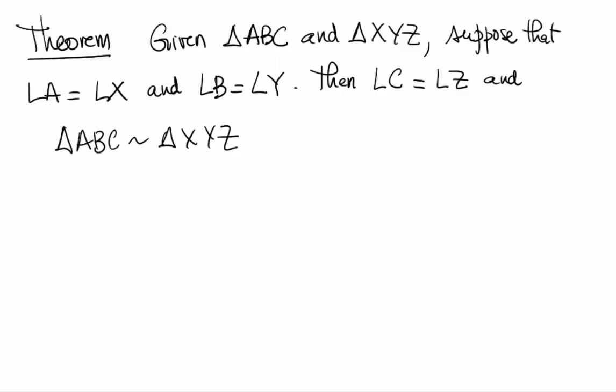So for triangles, it's actually not even necessary to check if all three pairs of angles are equal to each other. The idea here is that you can use the fact that the sum of the angles of a triangle is equal to 180 degrees to show that if two angles of one triangle are equal to the two corresponding angles of another triangle, then automatically you can conclude that all of the angles are equal.